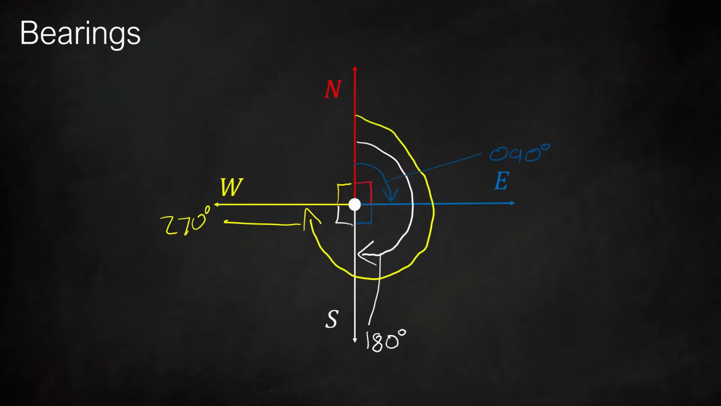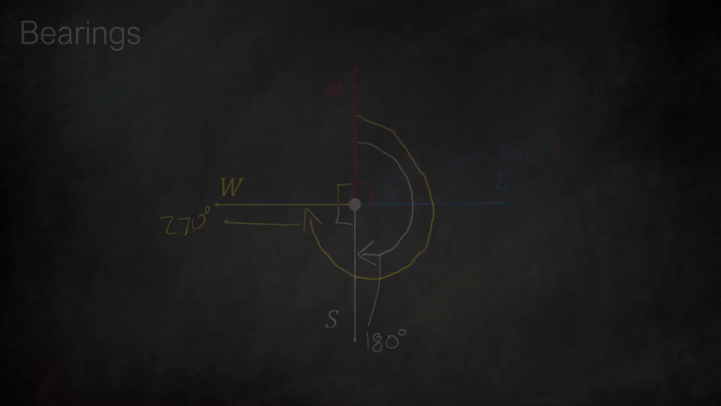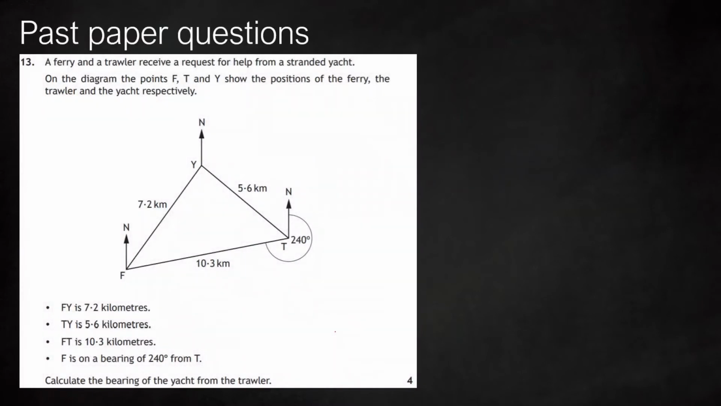On the note of getting practice, let's have a look at some past paper questions. Fortunately everything we need in this question is on the diagram, but let's highlight a few key things. It wants us to find the bearing from the yacht to the trawler. Here the yacht is represented by Y, and the trawler is represented by T. So we're looking to start at the north line of the yacht and go all the way around until we get to the line between the yacht and the trawler.